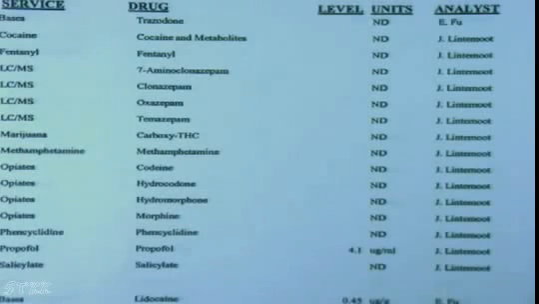oxazepam, temazepam, dicarboxy-THC, methamphetamine, codeine, hydrocodone, hydromorphone, morphine, phencyclidine or PCP, and then the salicylates also being not detected. The only thing detected in the hospital blood on this particular page was the propofol at a level of 4.1 micrograms per milliliter, and the analyst being Jamie Lintemuth.